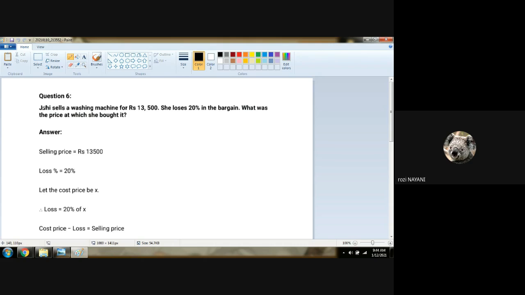Who will read this? Juhi sells a washing machine for rupees 13,500. She loses 20% in the margin. What was the price at which she bought it?